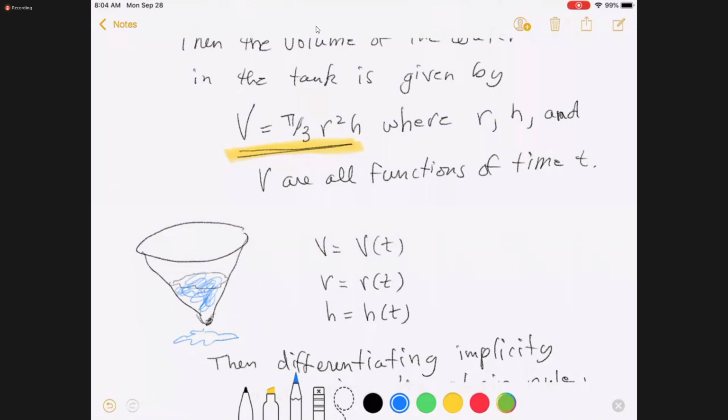But the situation here is that the volume of the water in the tank is a function of t. So I've written V equal to V of t to emphasize that. This volume is changing over time. The radius is a function of t. Remember, the radius would be that length, and the height at time t would be that length. So these are all changing with time. The volume, the radius, and the height, they're all functions of time. So we're going to take this formula, and now V is a function of t, r is a function of t and h is a function of t.